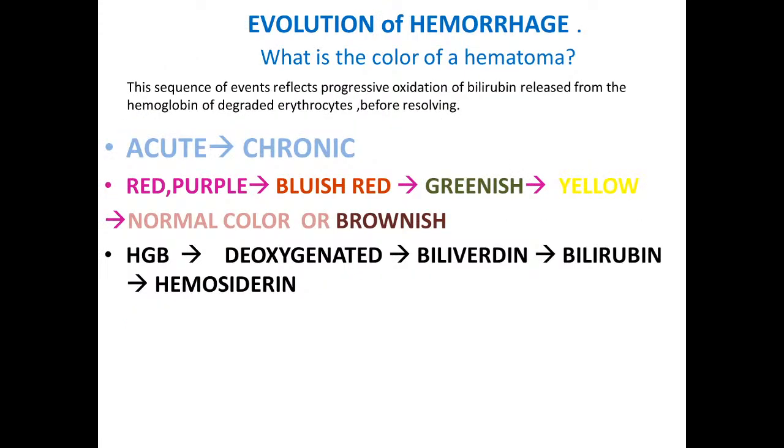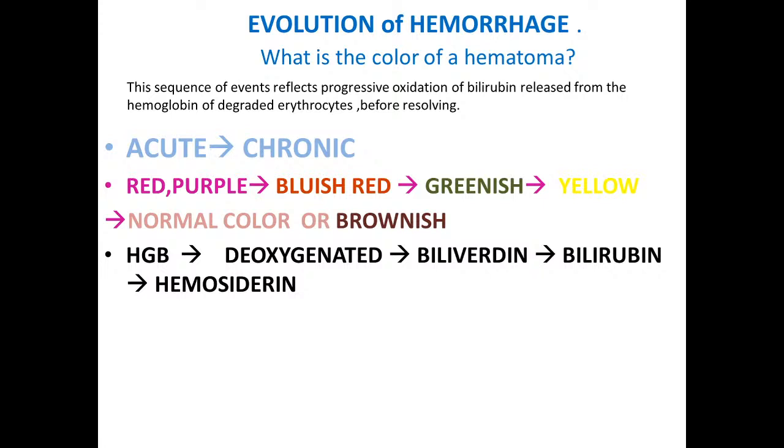What is the color of a hematoma and how does it evolve? This sequence of events reflects progressive oxidation of bilirubin released from the hemoglobin of degraded erythrocytes before resolving. At first it is red, and then bluish red as oxygenation proceeds. It becomes dark and bluish red.